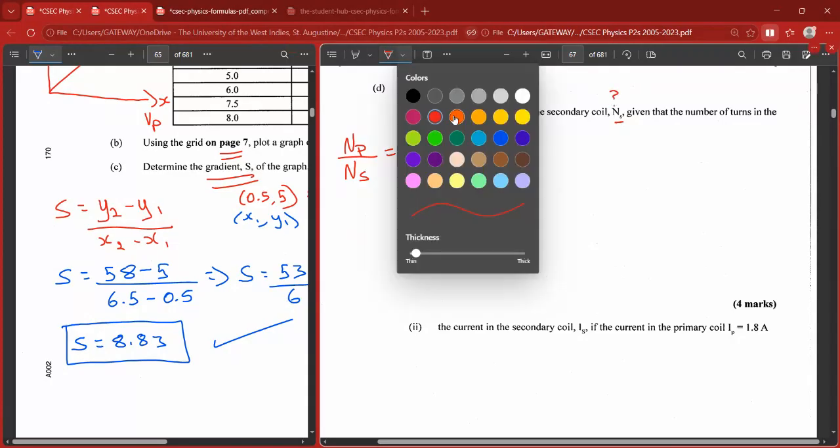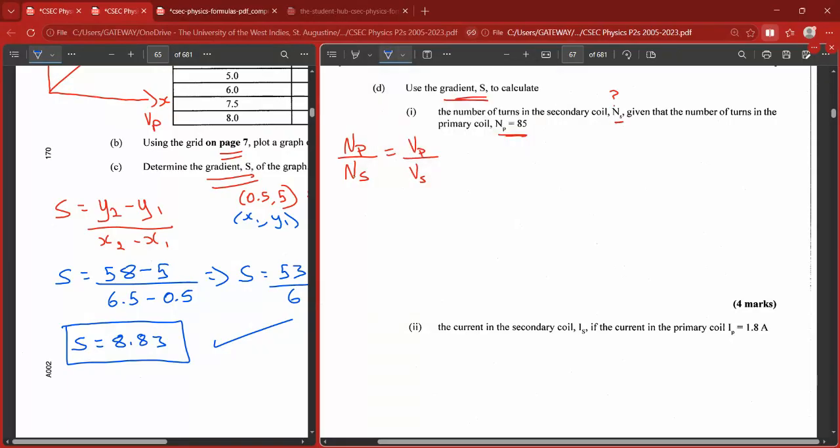Now what you could do, you could just invert this both sides, right? If you invert this to both sides, you just basically flip both sides. You will get NS over NP, because you flip it, would be equal, you have to flip the right hand side as well, VS all over VP.